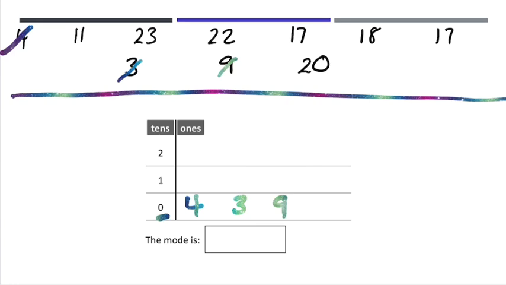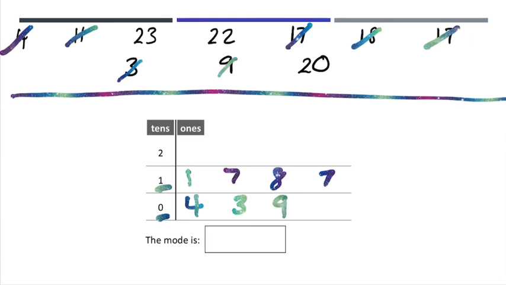Now let's move on to the numbers that have 1 ten. So we've got 11, and now I'm going to just put the unit over here, the 1, because the 10 is already over here. So it makes 11 altogether. And we'll do 17, so the 7 is going to go over here. And the 18, the 8 goes over here. And the 17, the 7 goes over here.